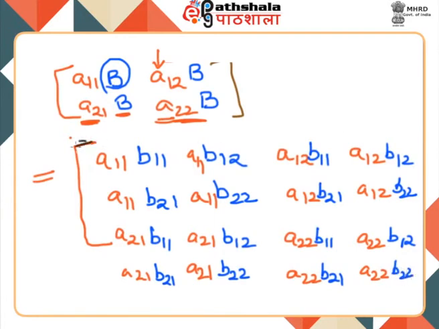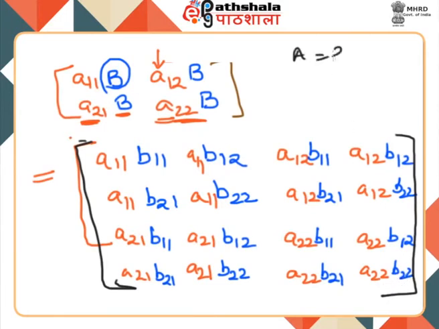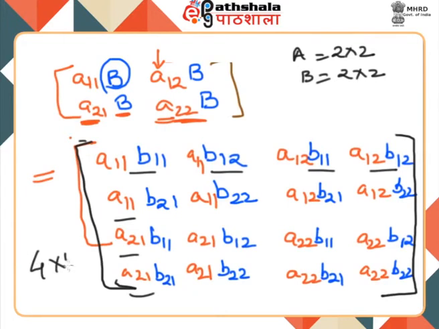So what we get, you can see, is the matrix which is the direct product of A and B. Notice that both A as well as B were 2x2 matrices, and what you have got as the direct product matrix of A and B has 1, 2, 3, 4 rows and similarly 4 columns. So it is a 4x4 matrix.